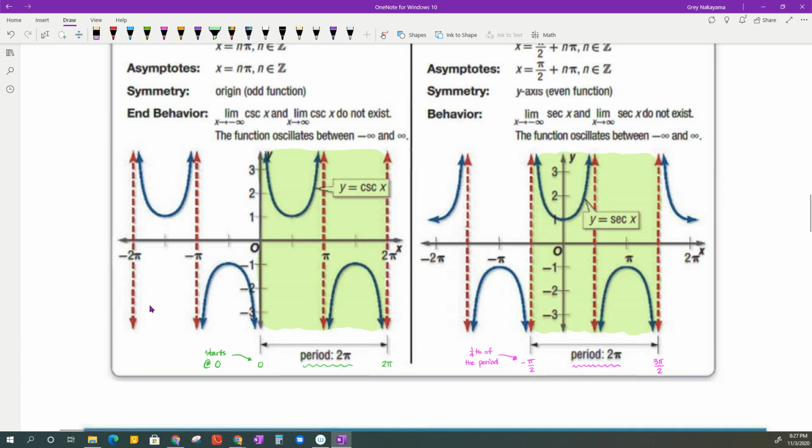Okay? Symmetry. Again, the cosecant, because it's 1 over the sine, is odd. The secant is even. It is symmetric to the y-axis. And here are our equations of our asymptotes. If you notice, in the secant and cosecant, they add half of their period. In the tangent and the cotangent, you add the period.